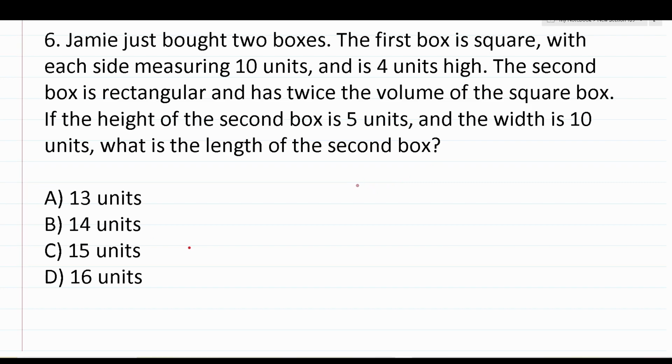So as we did in the previous problem, we're going to be comparing the volume of 2 boxes. For that reason, we want to set up our problem just like the previous problem.